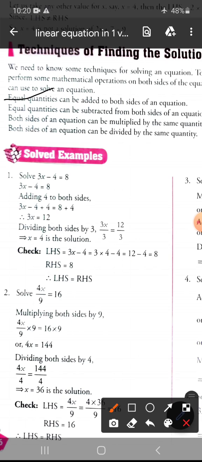Now let us go through some examples. Here we are given that we have to find the value of x in the equation 3x minus 4 is equal to 8.